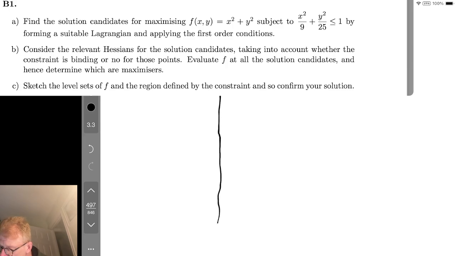Trying to write y-axis, x-axis. So this is 3. This is 3. 1, 2, 3, 4, 5. That's 5. 1, 2, 3, 4, 5. That's 5. So we're inside the ellipse.